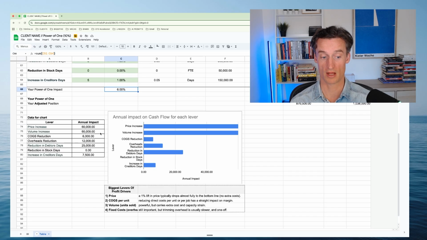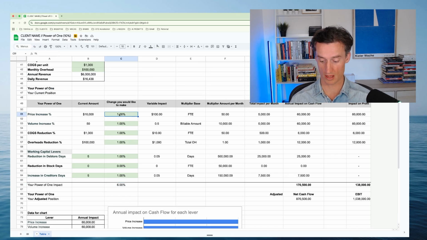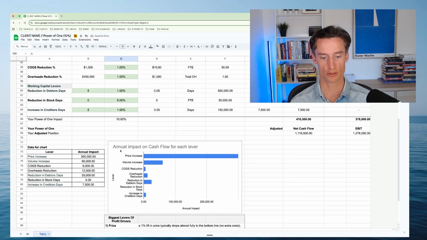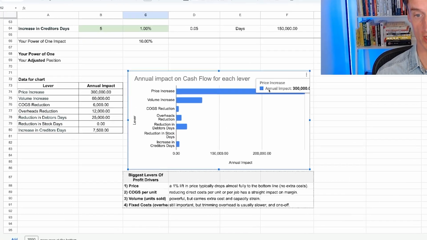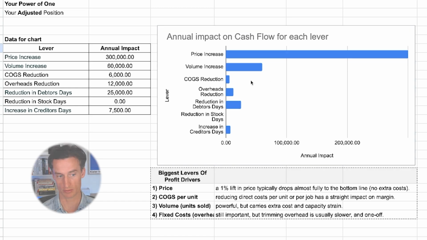But if we want to have a bigger impact across the board, maybe you want to have a 5% price increase and leave everything else at 1%. And this shows you a really interesting impact of the biggest drivers of profit and cash flow in any business. Here's what they are. The number one is price, because a 5% increase in price goes straight to your bottom line, straight to your margin. So it is the biggest lever, which is why everyone rattles on about it. Easy to say, harder to actually do.